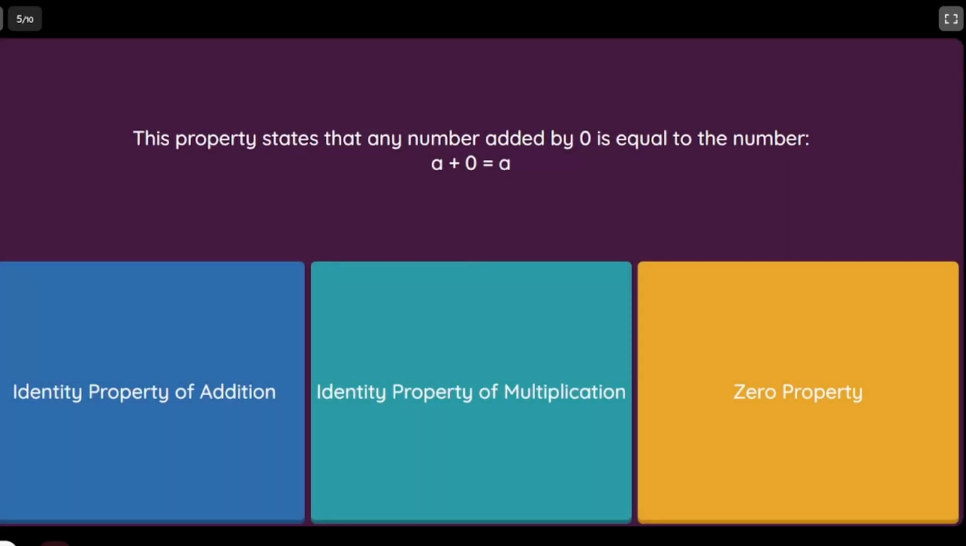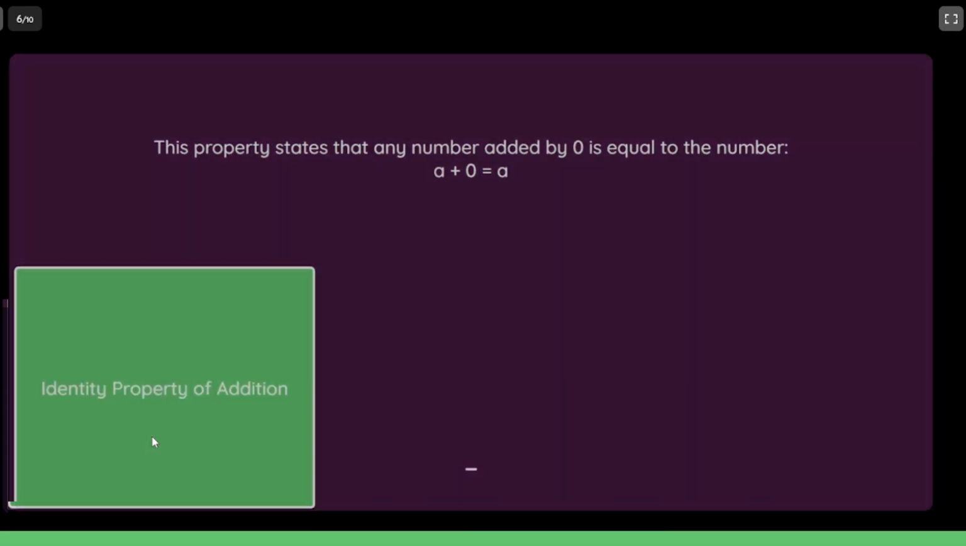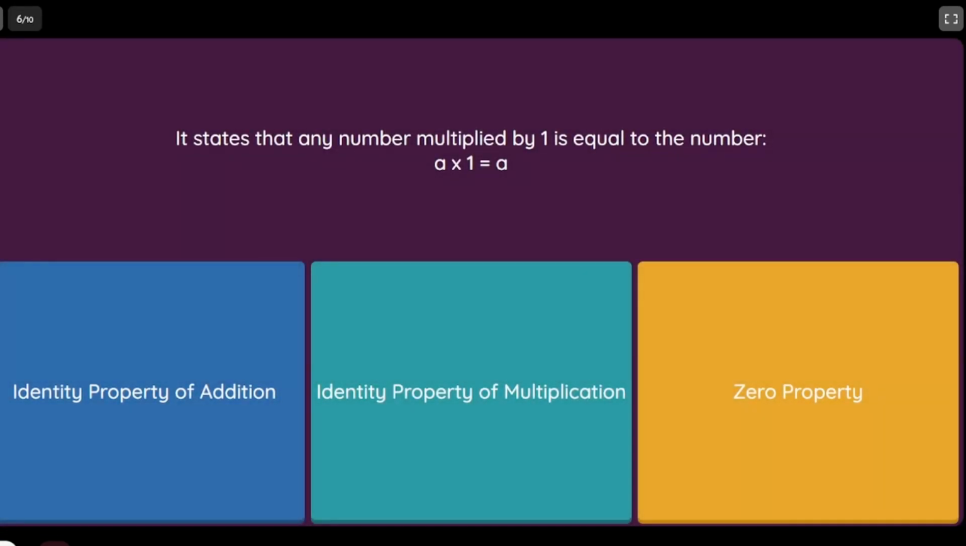Question number 5. This property states that any number added by 0 is equal to the number. We know 0 is the additive identity of addition. There you go.